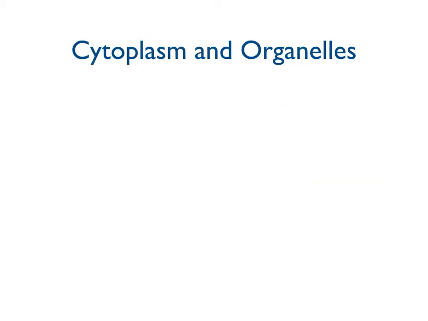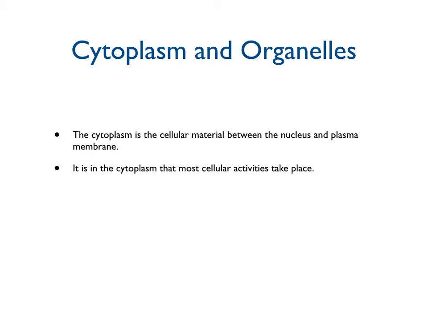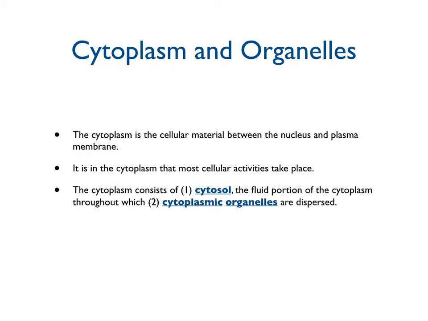Moving outward from the nucleus, let's take a closer look at the cytoplasm. Cytoplasm is all of the cellular material between the nucleus and the outer plasma membrane. Cytoplasm is extremely important because it's in the cytoplasm that most cellular activities take place. Now, the cytoplasm itself can be divided into two main components. The fluid portion of the cytoplasm is called the cytosol, and scattered throughout the cytosol are various cytoplasmic organelles. Because organelles are responsible for carrying out all of the biochemical processes that keep a cell living, they are collectively referred to as the metabolic machinery of the cell.